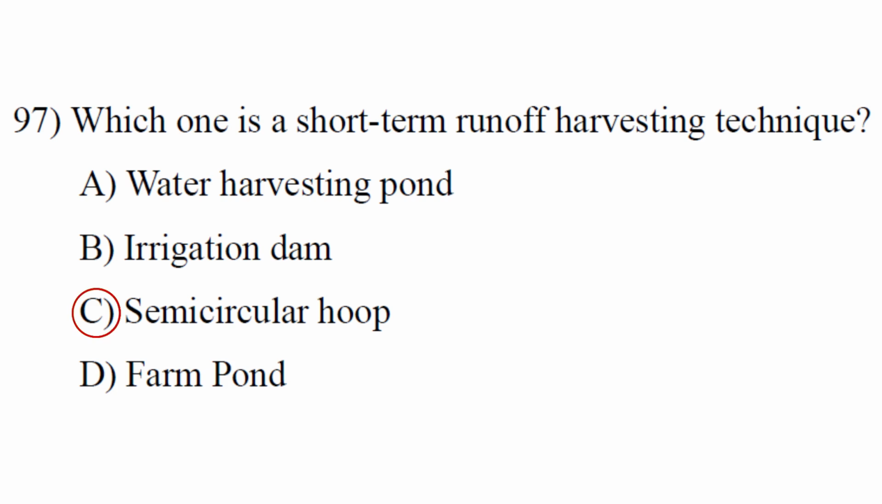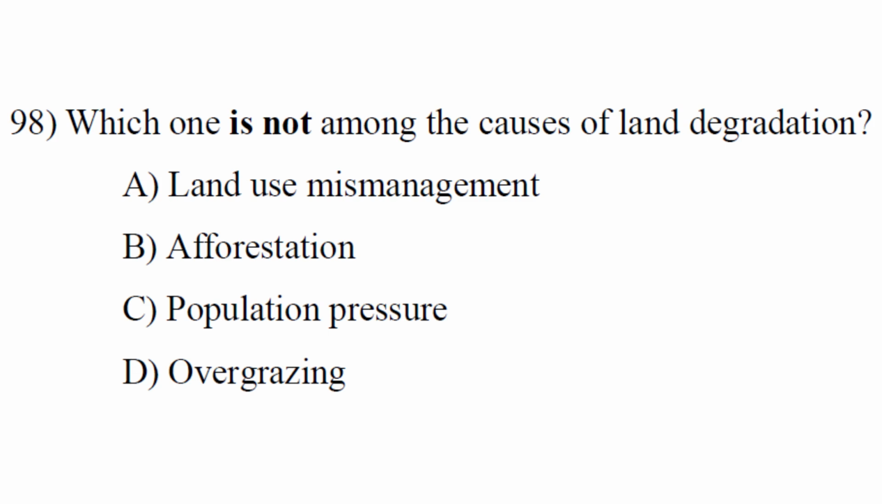Answer, C. Semicircular hoop. 98. Which one is not among the causes of land degradation? A. Land use mismanagement. B. Afforestation. C. Population pressure. D. Overgrazing.